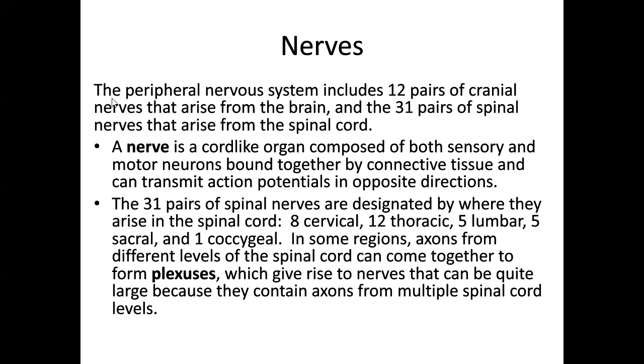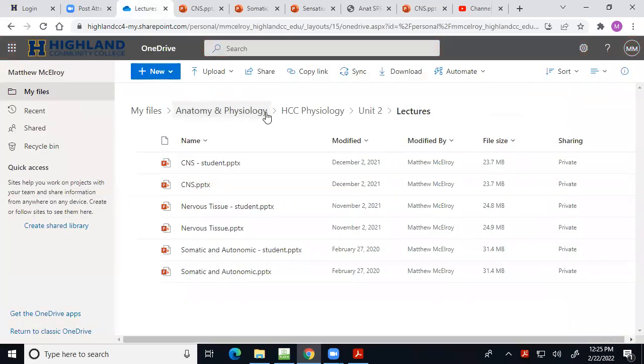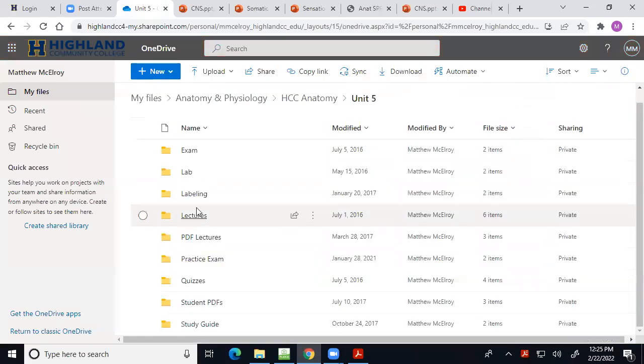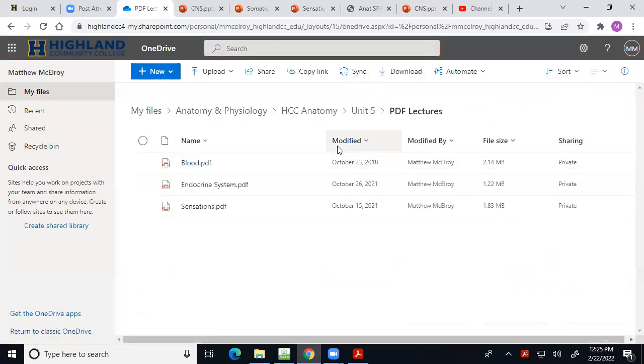Okay, we designate the 31 pairs based on where they arise in the spinal cord. There are 8 pairs from the cervical, 12 thoracic, 5 lumbar, 5 sacral, 1 coccygeal. Okay, this is more anatomy-based stuff. But in some regions, axons from different levels of the spinal cord can come together to form what we call plexuses. These give rise to nerves that can be quite large because they contain axons from multiple spinal cord levels. Let me just really quickly, I know this is anatomy, but I really want to just touch on it real quick, kind of get you to visualize what we're talking about here.